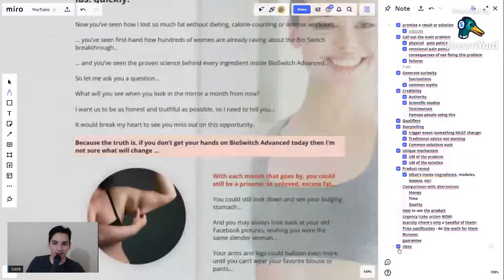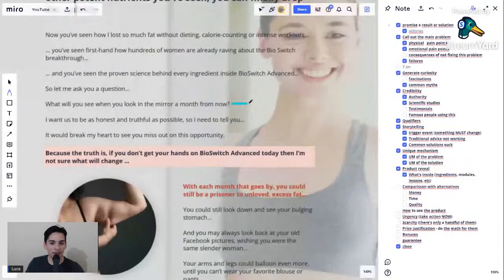Now you've seen how I lose so much fat without dieting, calorie counting, or intense workouts. And you've seen the proven science behind every ingredient. So let me ask you a question. What will you see when you look in the mirror a month from now, right? This is again, you have to make a decision. You can do this, or you can keep doing what you've been doing.